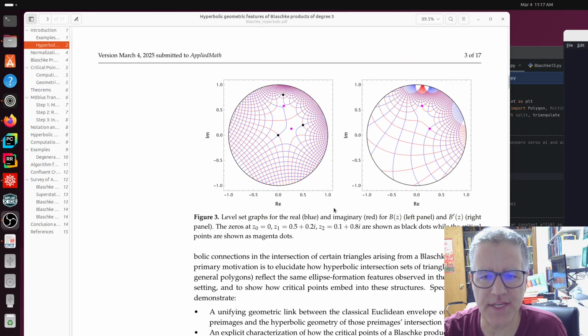Now this is looking at the Blaschke function or Blaschke product in a little different way. These are the level sets of the real part and the imaginary part. The real part is blue and the imaginary part is red. So this is one way to visualize the Blaschke product. And these are the zeros. And then these are the critical points in magenta here. This over here is the derivative of the Blaschke product, and we can see the zeros of the derivative are the critical points over here.